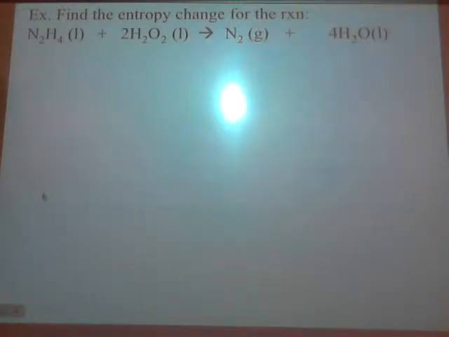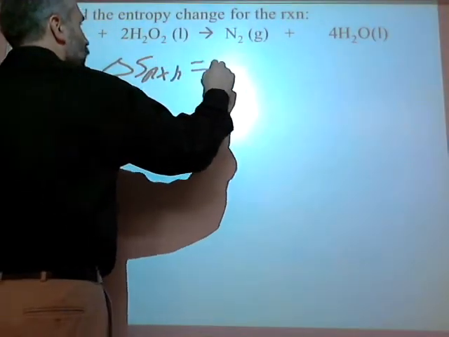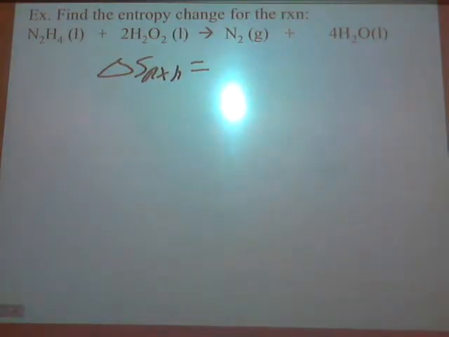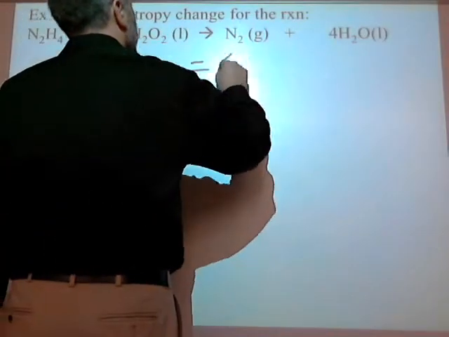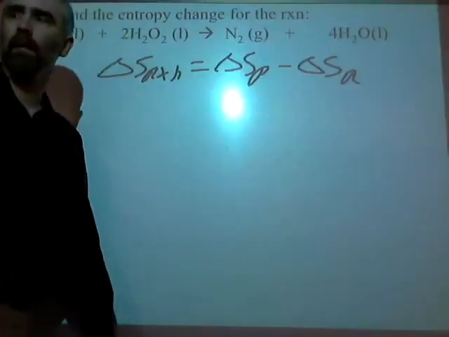You should start out by writing delta S of the reaction equals, and give me the equation. I need that equation for any problems you do on the test. And you know what the equation is: delta S of the products minus delta S of the reactants. So do that.